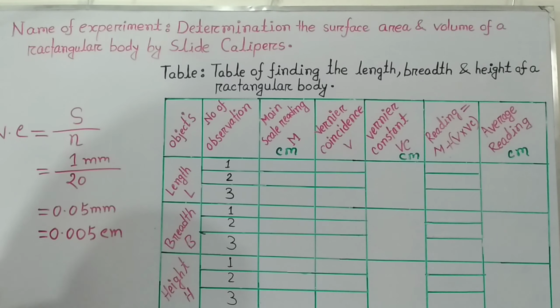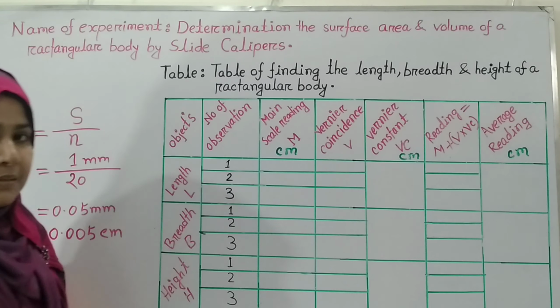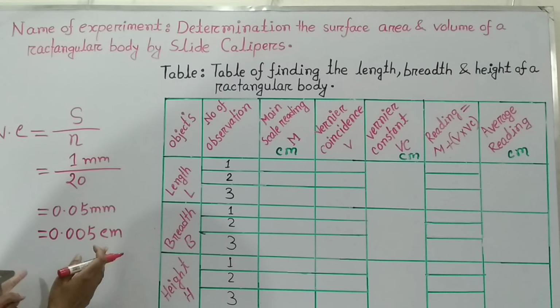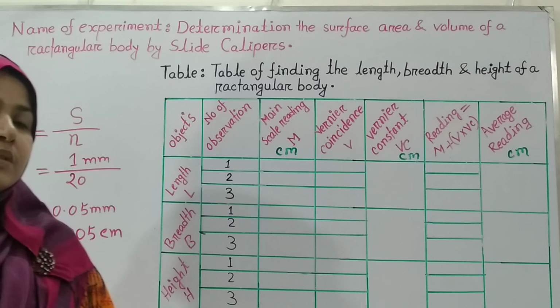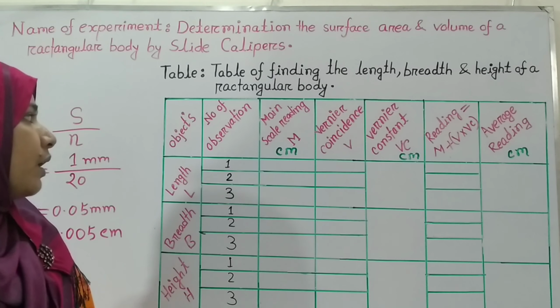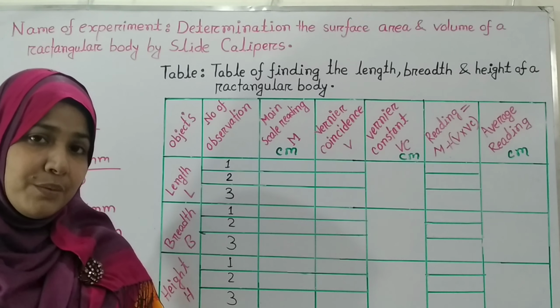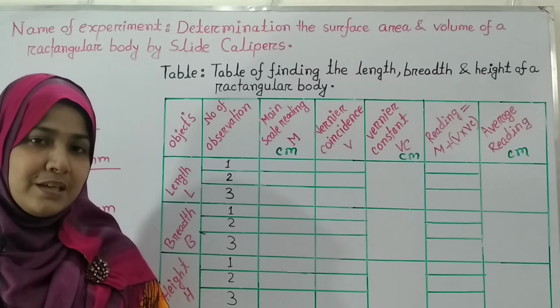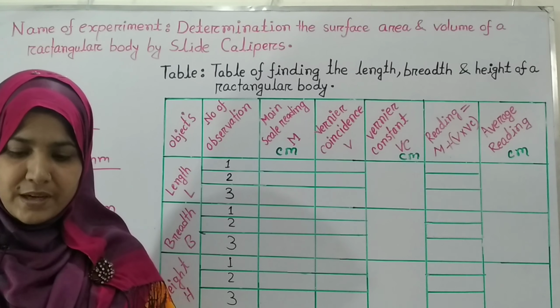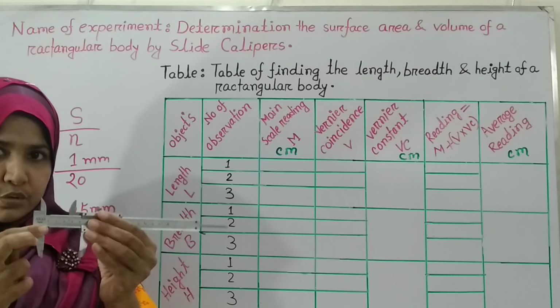Actually we convert it into centimeter because the main scale reading is in centimeter unit. So firstly we convert the vernier constant into centimeter. Now our next step is to take the main scale reading and vernier coincidence. So how can we measure the main scale reading and vernier coincidence? Firstly we have to place the object between the two jaws of this.